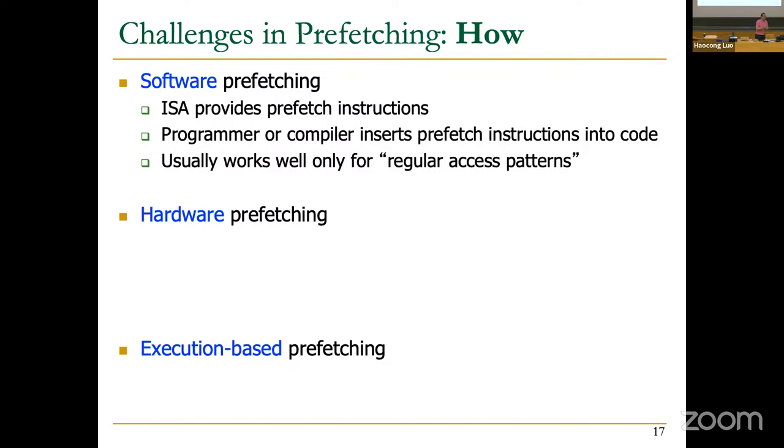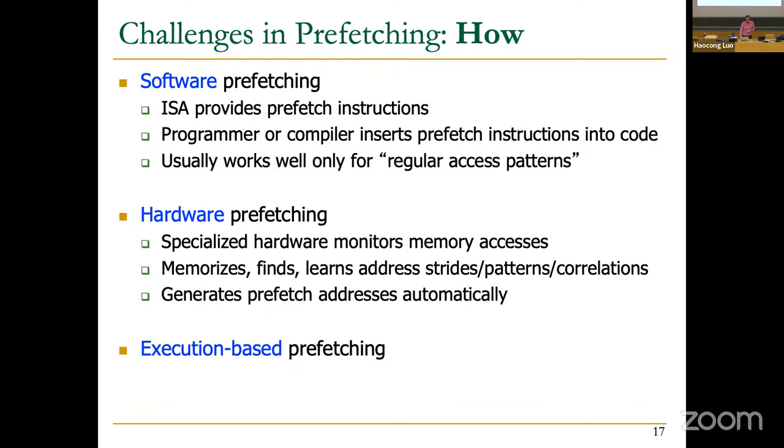People have proposed other instructions that are more sophisticated, but these are actually relatively hard to do. In hardware prefetching, you have specialized hardware that monitors the memory accesses and it memorizes, finds, learns patterns essentially. This could be strides, this could be correlations, this could be multiple strides, this could be some spatial patterns. This is basically based on the imagination, the creativity of the designer.